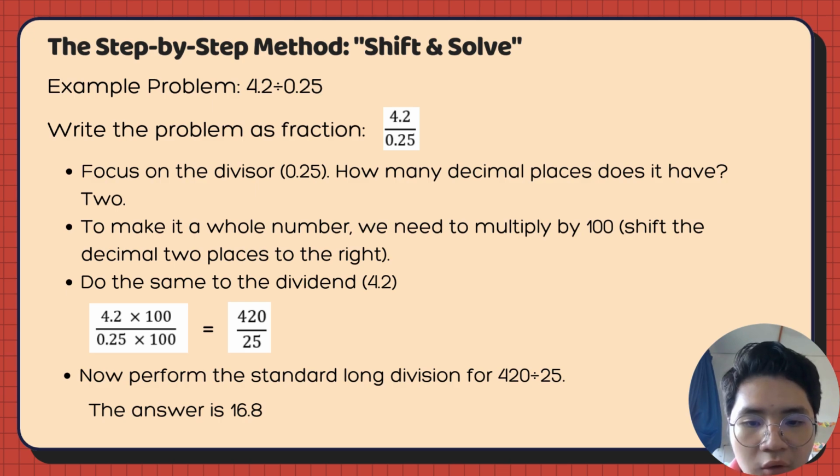Now perform the standard long division for 420 divided by 25. The answer is 16.8. Let us walk through my shift and solve method. First, write it as a fraction. Second, shift the decimal. The divisor 0.25 needs to shift to become 25, which means we multiply by 100. To keep it fair, we must also multiply the dividend 4.2 by 100, which gives us 420. Now our final step is to solve the new problem. 420 divided by 25 is a standard long division problem students are comfortable with.